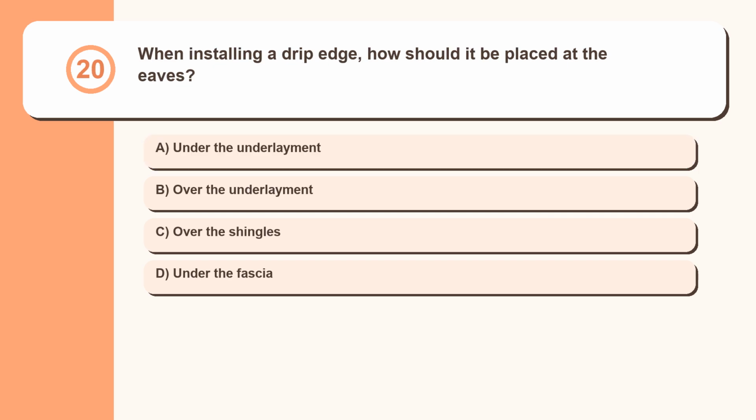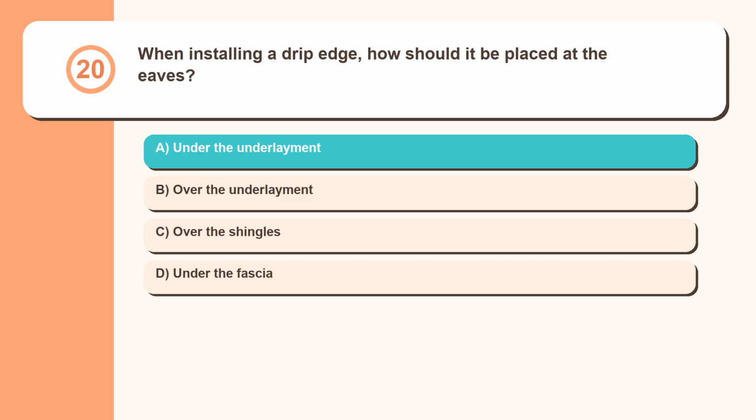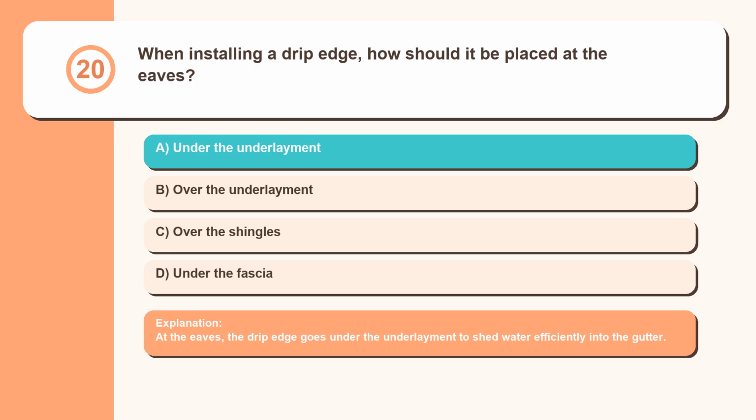Question 20. When installing a drip edge, how should it be placed at the eaves? Under the underlayment, over the underlayment, over the shingles, under the fascia. At the eaves, the drip edge goes under the underlayment to shed water efficiently into the gutter.